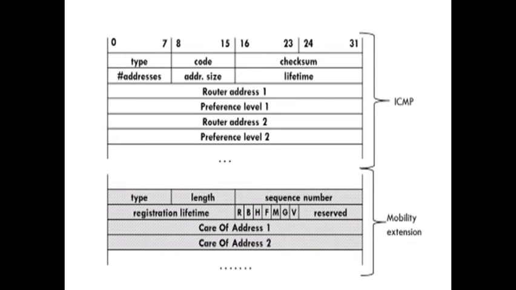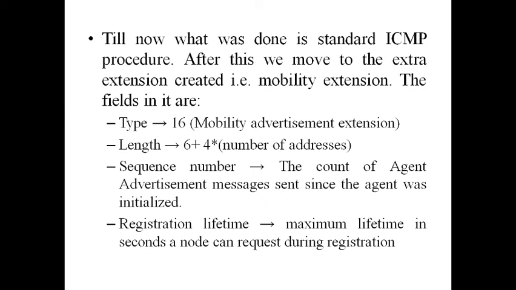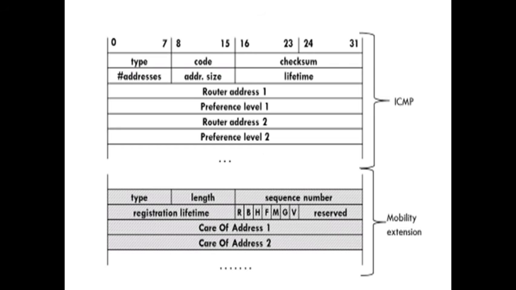Okay. And sequence number is nothing but the total number of advertisements sent since initialization, from the starting. How many advertisements have been given by the foreign agent? Those numbers, the sequence number, will store the count of the agent advertisement messages from the start. Okay, next is registration lifetime.